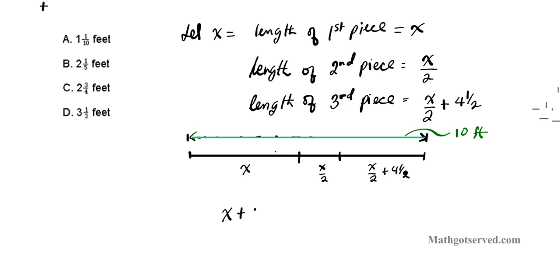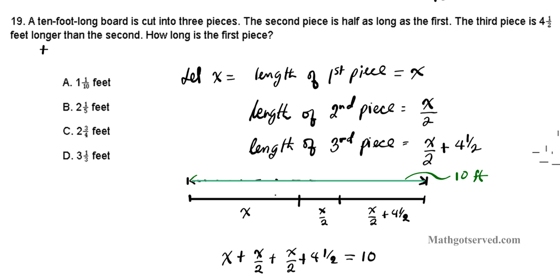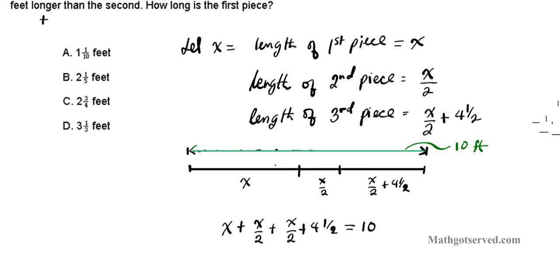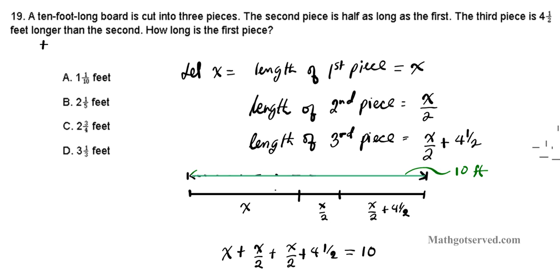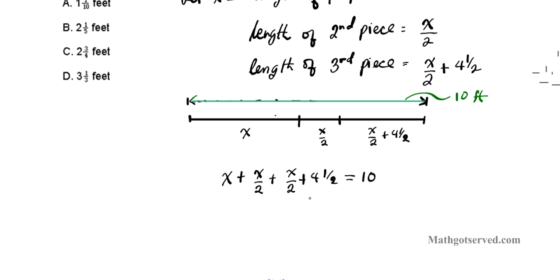So our equation is going to be x, first, plus second, x over 2, plus third, which is x over 2 plus 4.5, equals 10. Okay, we solve this equation for x. That would be the length of our first piece. If we divide that answer by 2, that would be the second. If we add 4.5 to the second answer, that would be the length of the third one, okay? So all we have to do is solve this equation for x, and what we were asked to find is the first piece. So when we find x, that should be our final answer, okay?